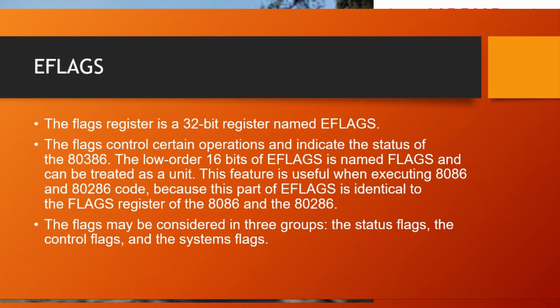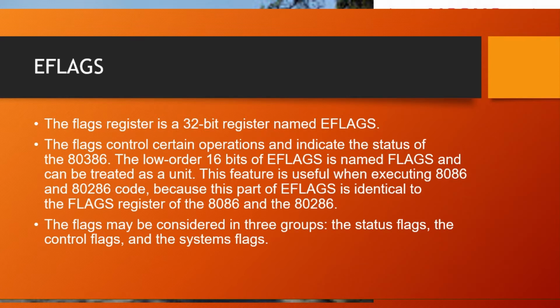Now, as we know, it is a 32-bit register, but the lower bits of the EFLAG register are named as flags and can be treated as a single unit. This feature is useful when executing 8086 or 80286 code on the 80386, because this part of the EFLAG register is identical to the flag register of the 8086 and 80286.